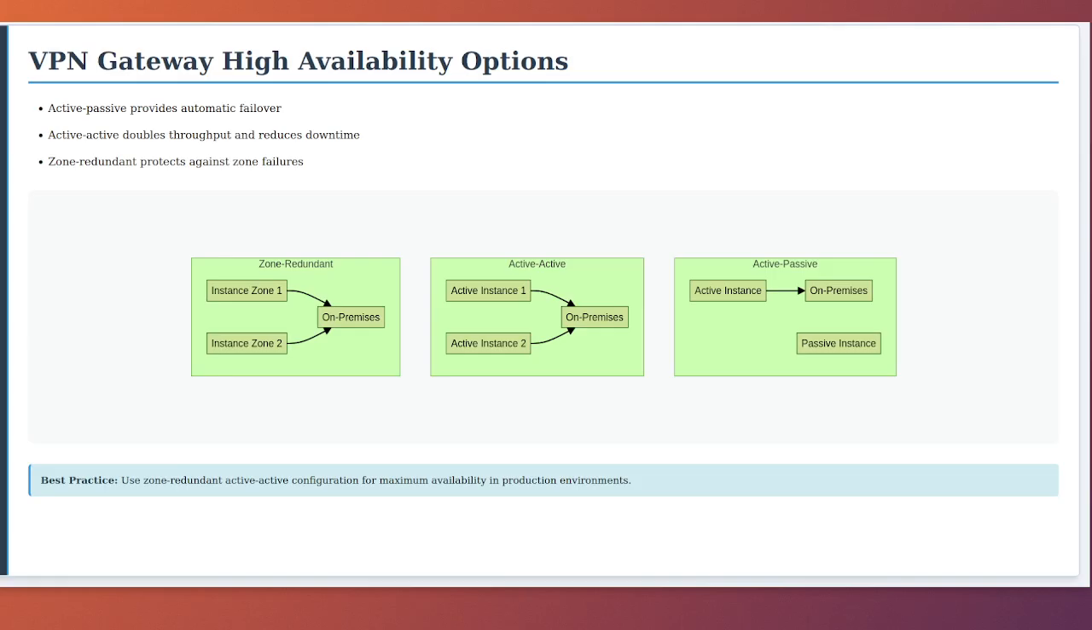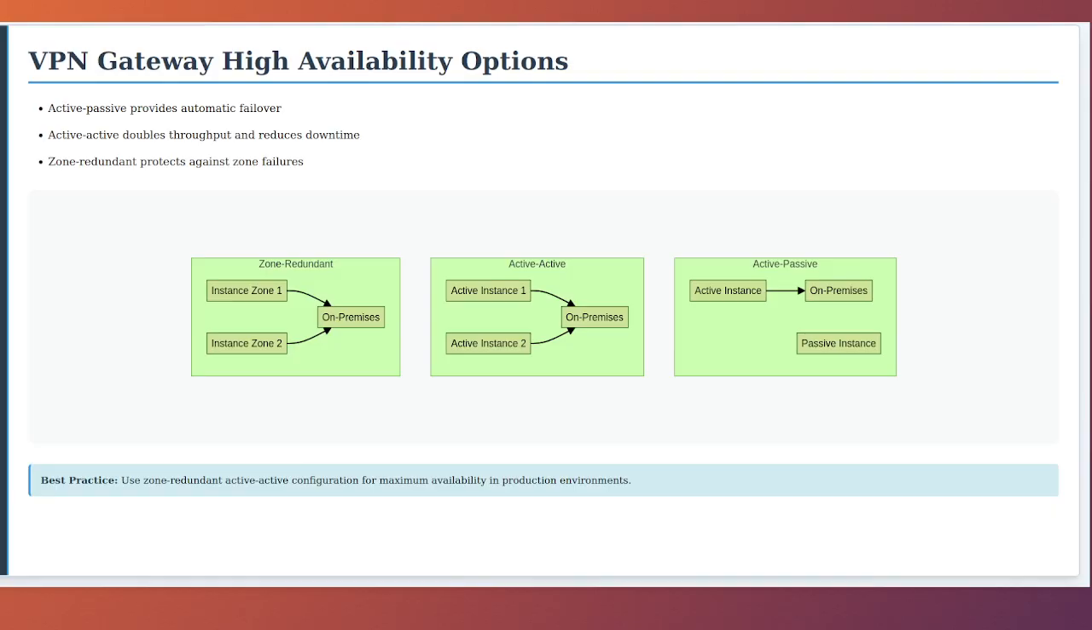If one gateway instance fails, traffic automatically shifts to the remaining instance with minimal disruption, typically less than 10 seconds. Active-active requires VPN GW1 or higher SKUs. The basic SKU does not support this feature. Zone redundant deployment distributes your VPN gateway instances across multiple availability zones within an Azure region.